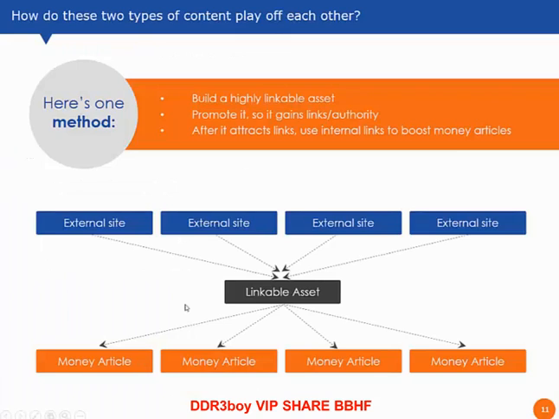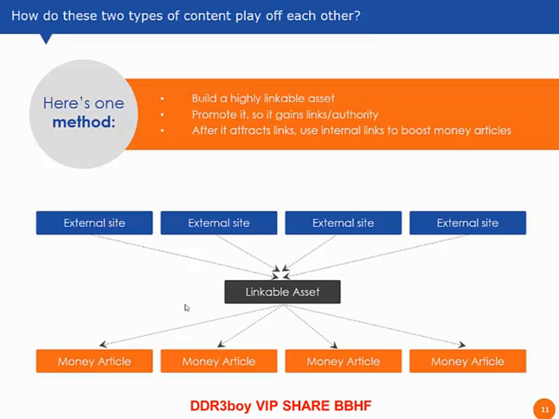So say you have a base of money articles and you have built 1 or 2 good linkable assets. How do these things play off each other? Well, here's one method. You first build a highly linkable asset. You promote it so it gains links and authority. And after it attracts links, you use internal links on that page, on the page of your linkable asset, to boost your money articles.